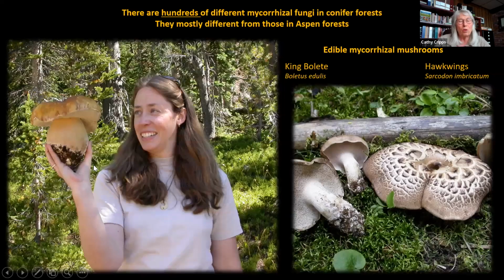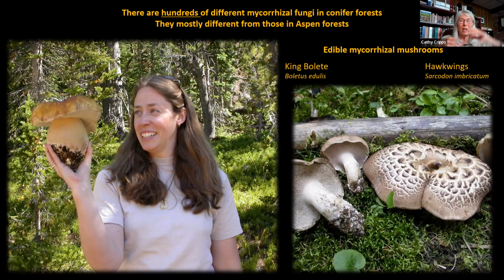And the same with the king bolete, a mycorrhizal mushroom, eminently edible, king Boletus edulis, and hawkwings, Sarcodon imbricatum, another edible mycorrhizal fungus. So you do not see these in aspen forest. Now, what I'm not showing you is that whole plate of all the different mycorrhizal fungi in conifer forest, like I showed you with aspen, because there are hundreds of different mycorrhizal fungi in this forest, and they're mostly different from the ones in aspen forest. There is some overlap, but a lot of them are different.